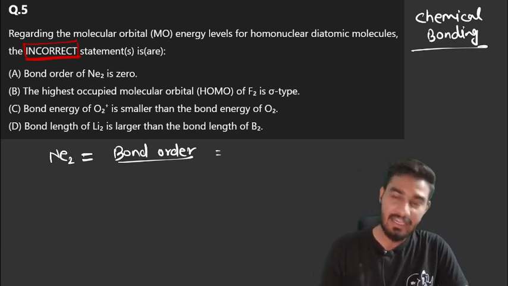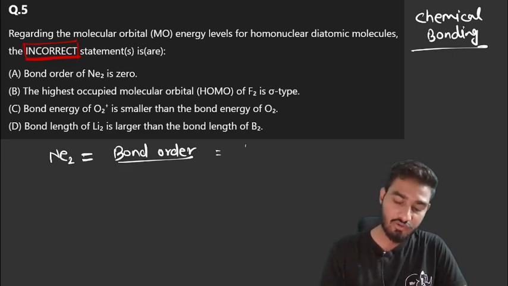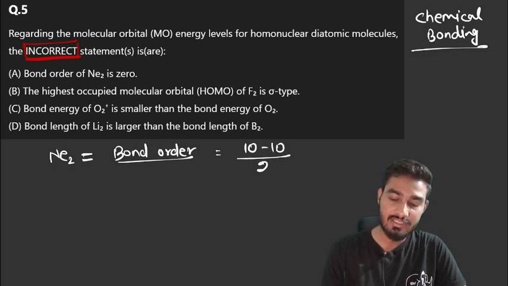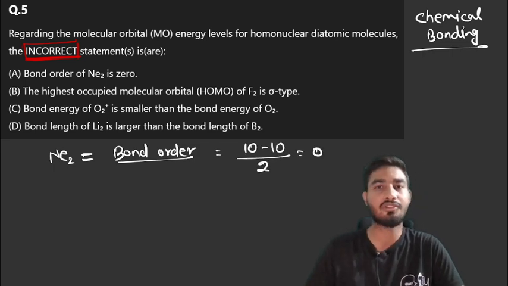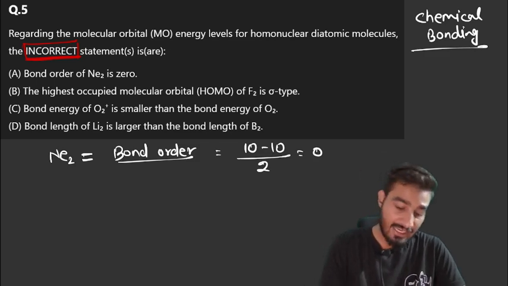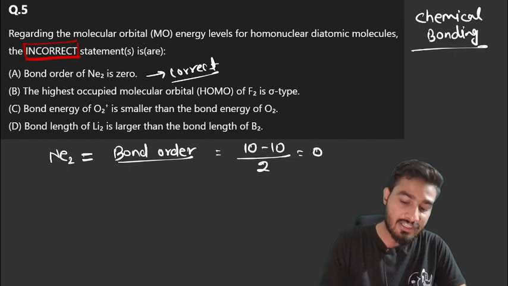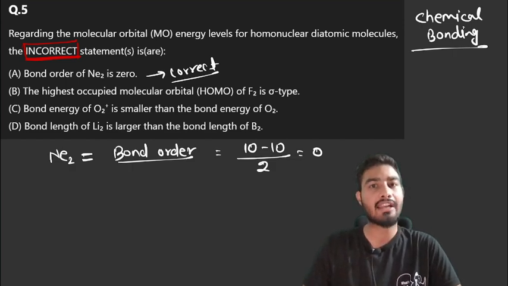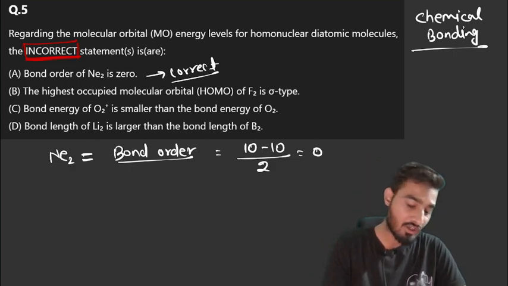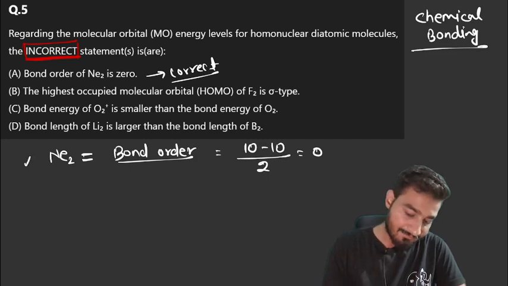Or if we check by MOT also, in the bonding molecular orbitals there are 10 electrons, and in the anti-bonding also 10 are there. The bond order we will calculate will come out 0. If bond order comes out 0, then this is asked. So this is a correct statement, but the correct option is not our answer, the incorrect option is our answer, don't forget that. So it is not our answer, option A.